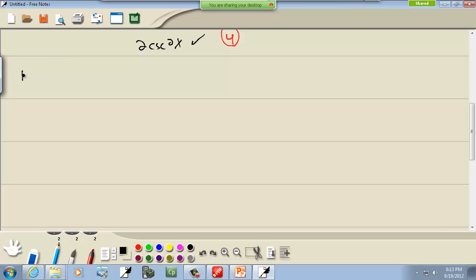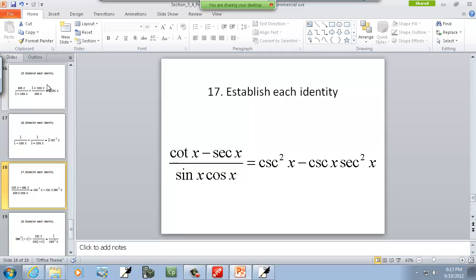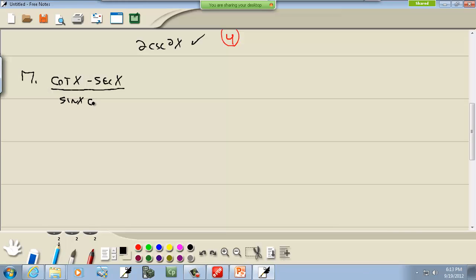Number 17. And we got cotangent x minus secant x over sine x cosine x equals cosecant squared x minus cosecant x secant squared x. Well, I got a minus here on the right side. So over here on the left side, we got two items up on top. Items are separated by pluses and minuses. So we can put each item on top over the denominator. That might be some place to start. Then we'd have a minus in the middle.